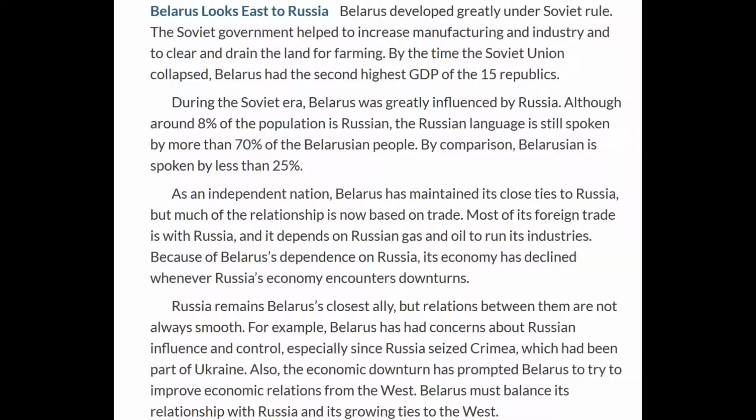Russia remains Belarus's closest ally, but relations between them are not always smooth. For example, Belarus has had concerns about Russian influence and control, especially since Russia seized Crimea, which had been part of Ukraine. Also, the economic downturn has prompted Belarus to try and improve economic relations with the West. Belarus must balance its relationship with Russia and its growing ties to the West.